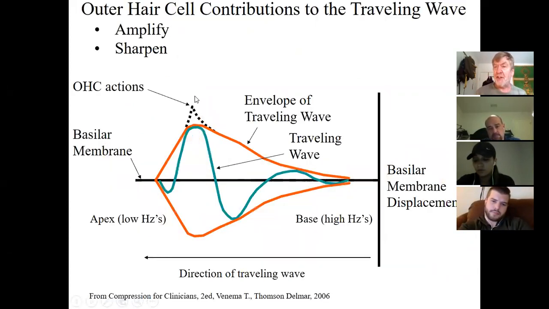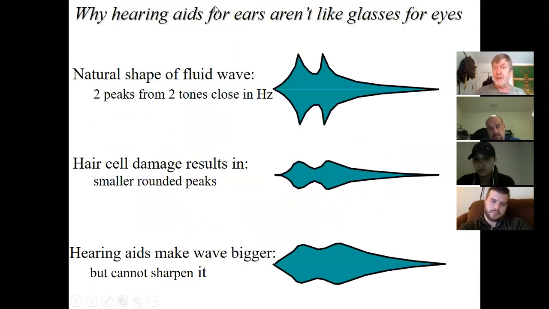Picture again of the same thing. Picture again showing you the same thing. I can have two frequencies close together. This is an unrolled cochlea. It's got two sharp traveling wave peaks, easily distinguishable from each other.